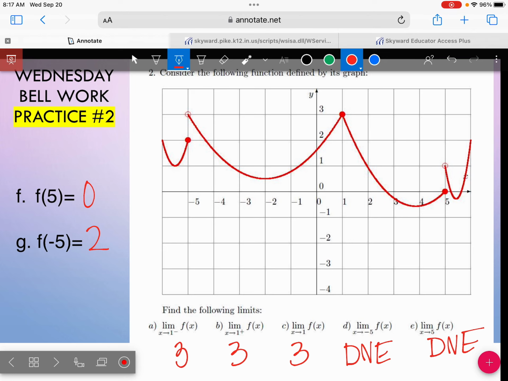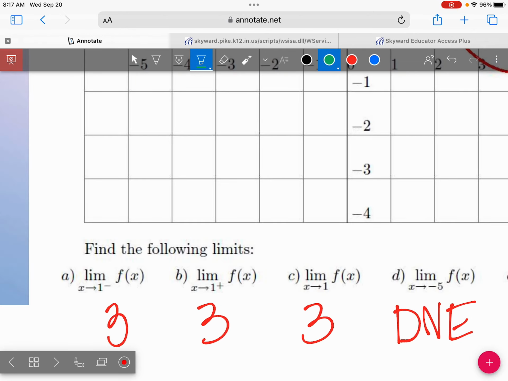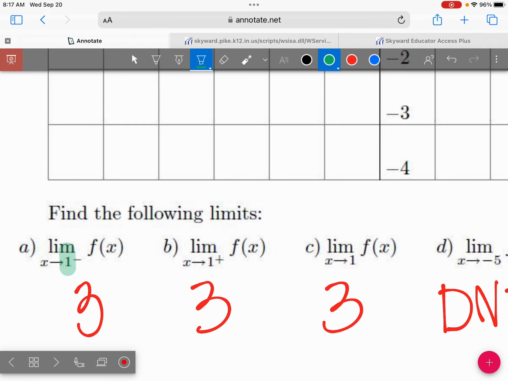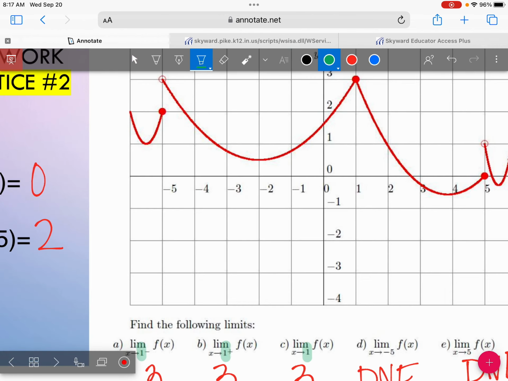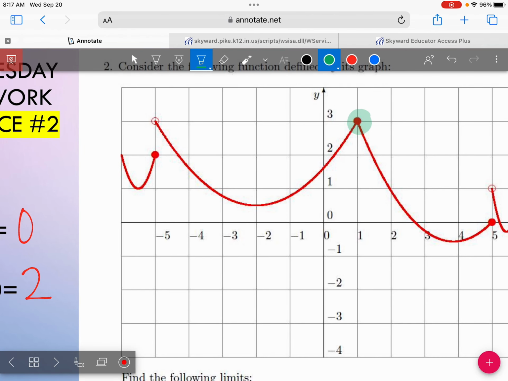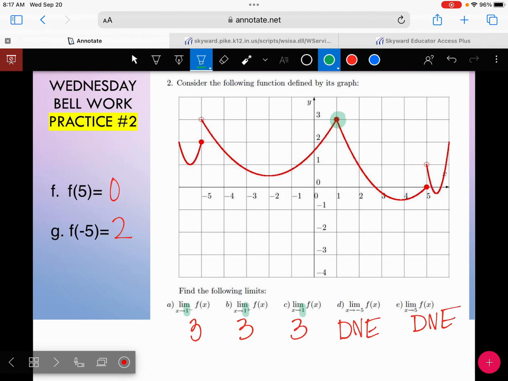So what I usually do, I'm looking at the number, and I'm noticing that these first 3 are asking me for the limit at 1. So what I like to look at is, well, what's happening on the graph at 1? Nothing. It doesn't have a jump. It's not even a removable, it's a point. A removable would be an open circle. There's nothing happening there. So there is no reason why I wouldn't have a limit at x equals 1.